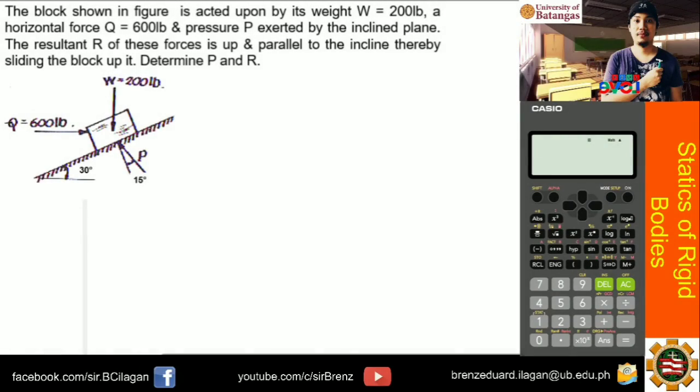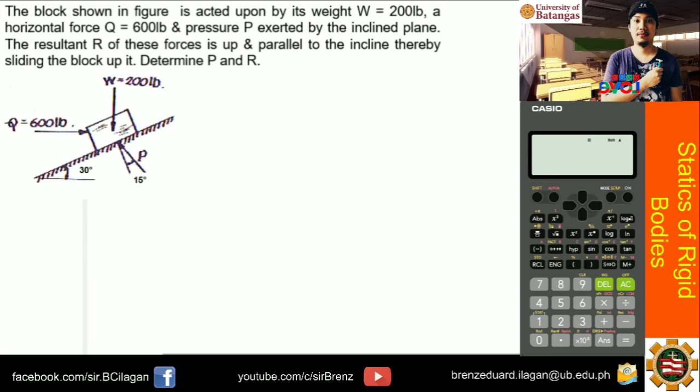Okay, so let's proceed with problem number 3. This time, we have a type of problem which is acting on an inclined surface. For this type of problem, we apply the principle of shifting of axis. Before, our x and y were just vertically downward and horizontal. But this time, we adjust the axis based on the inclined surface.